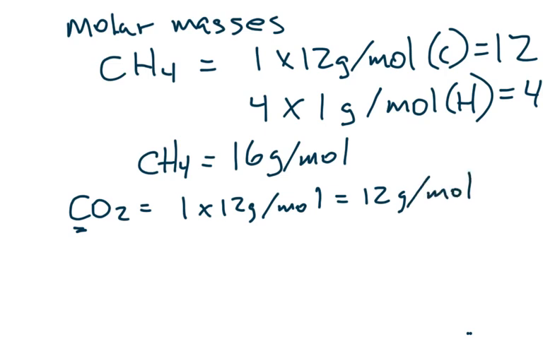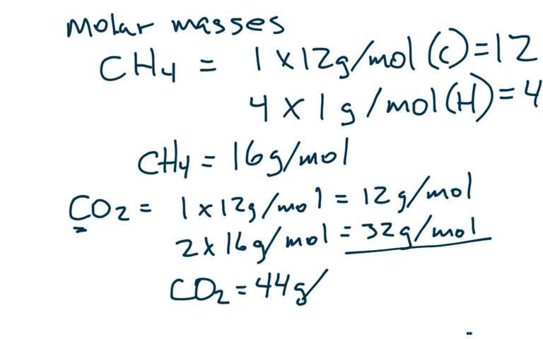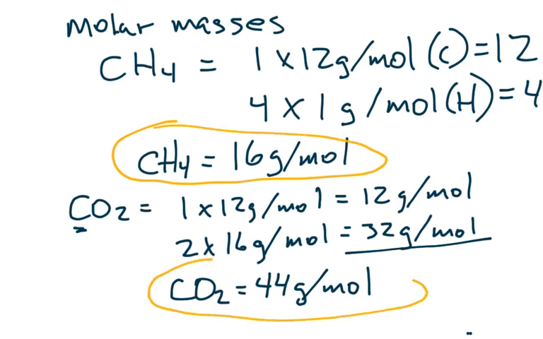And oxygen, I've got 2 times, and from the periodic table, 16 grams per mole. That's the mass, so that's 32 grams per mole. And we total that up and we get CO2 is 44 grams per mole. Okay, so we're going to use these two numbers in the next step. Okay, you with me? We're almost there. Stick with me.